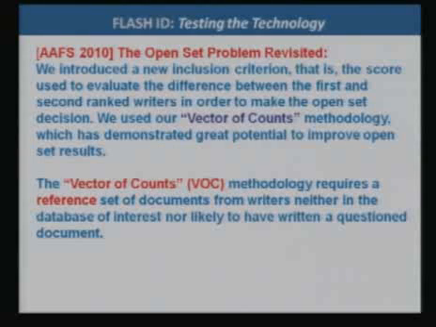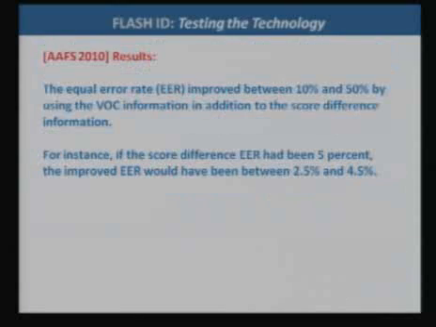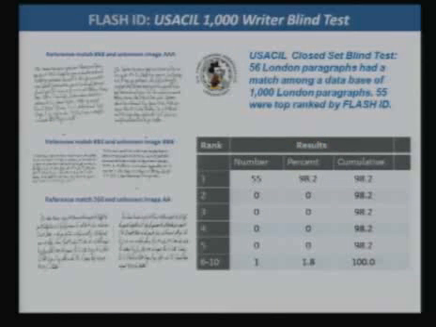In 2010, we revisited the open set problem with a technology we call vector of count, and we were able to lower the error rate. And that's, as you can see, this test was given to us by USACIL. We just discovered it was David Parrott's set of 1,000 documents in the database, 56 documents with matches. We nailed 55 of them in first place. We got one in sixth place. We just learned that was the data set. It was given to us by USACIL.